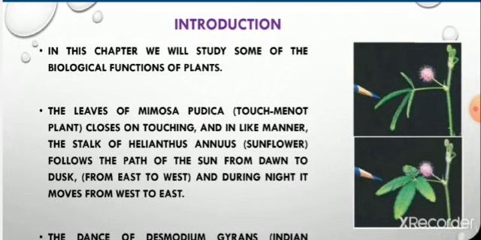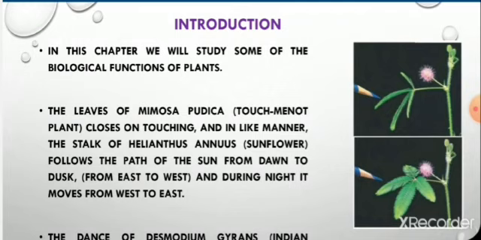And the third important function is transpiration. What is transpiration? The excess amount of water escapes outside into the atmosphere from the aerial parts of the plant. What do you mean by aerial parts of the plant? Leaves. So through the leaves, water escapes as water vapor, and that process is called transpiration. So these are the three main functions.